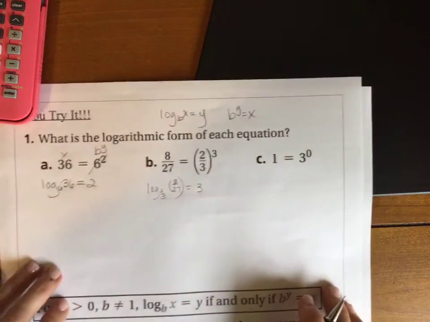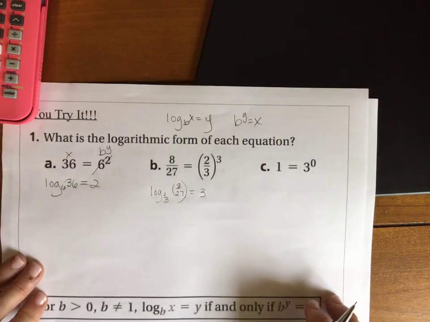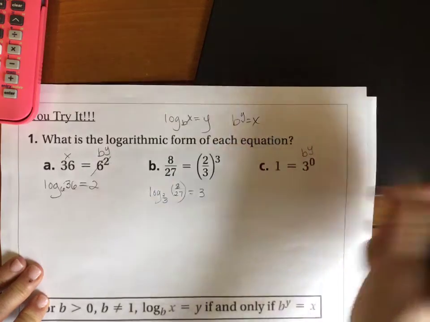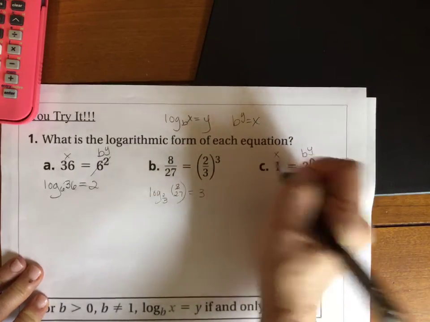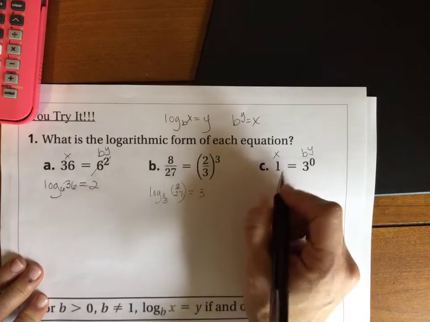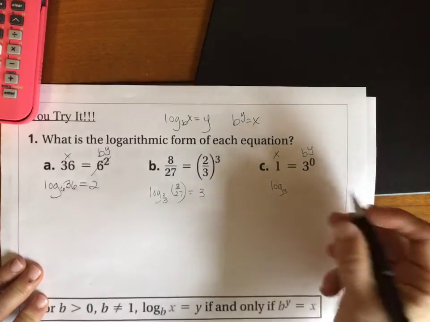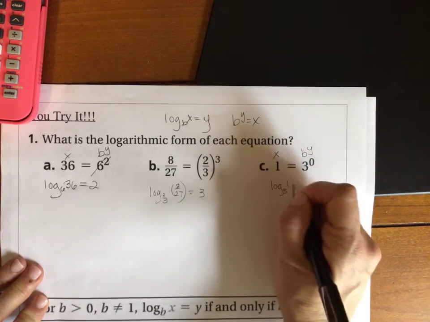Again, we can do that one more time. This is my base. This is my exponent, and this is my result in this case. So log base 3 of 1 equals 0.